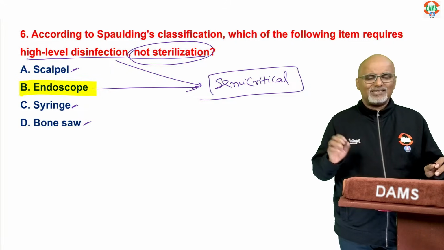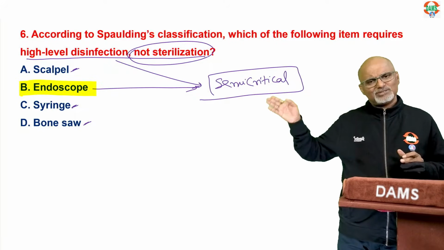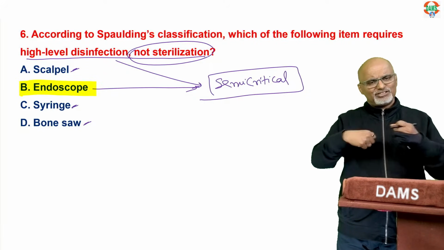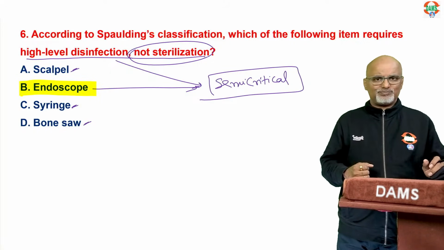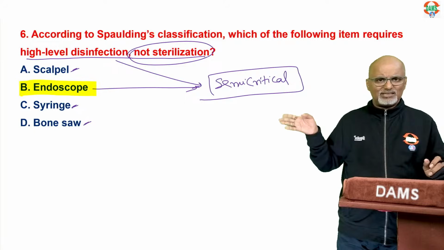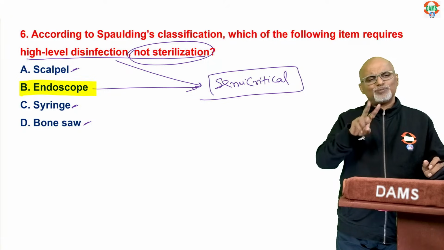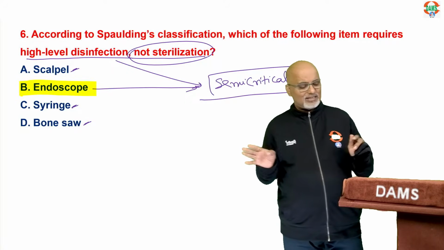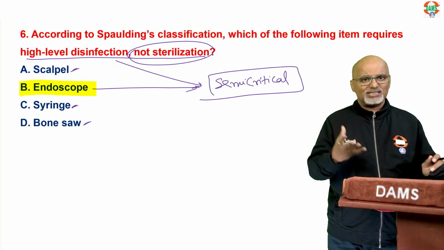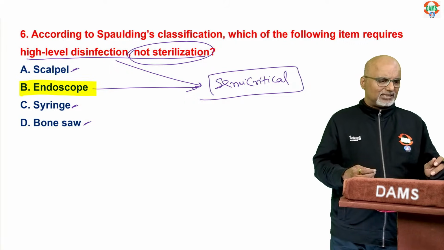You got my point? Here, no need, because scalpel is a critical item, bone saw is a critical item, syringe also. Needle with syringe. These all usually contact blood and sterile tissues. So they all come under critical items. Endoscope, two endoscopes are there, flexible and rigid. Rigid endoscope, critical. Sometimes we need to assume certain points. Flexible endoscope, semi-critical.